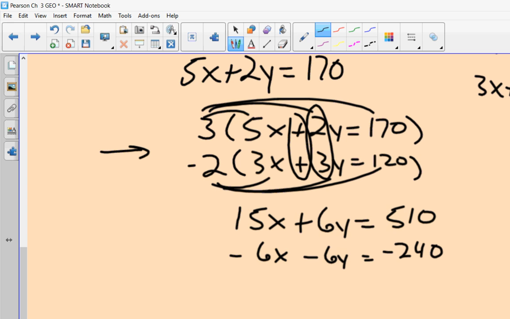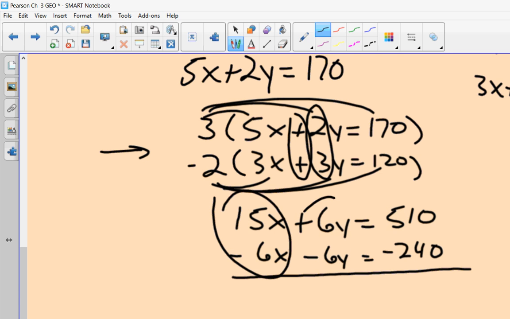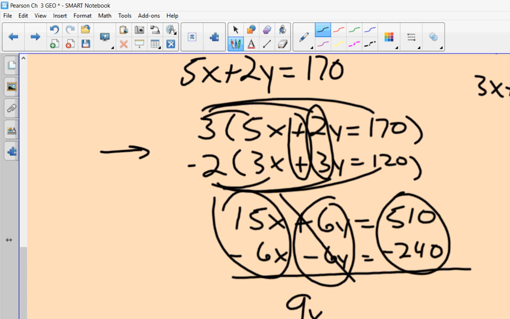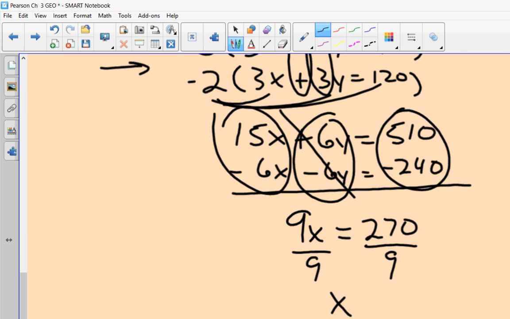So elimination, you're eliminating a variable because I'm going to eventually make it 0. So let's see how that works. So I add each column vertically and rewrite it. So 15x minus 6x is 9x. 6y and negative 6y eliminate each other. And then 510 minus 240 is 270. Okay. And now I can solve it for x. So I'm going to go ahead and divide both sides by 9. And I'm going to get x equals 30.